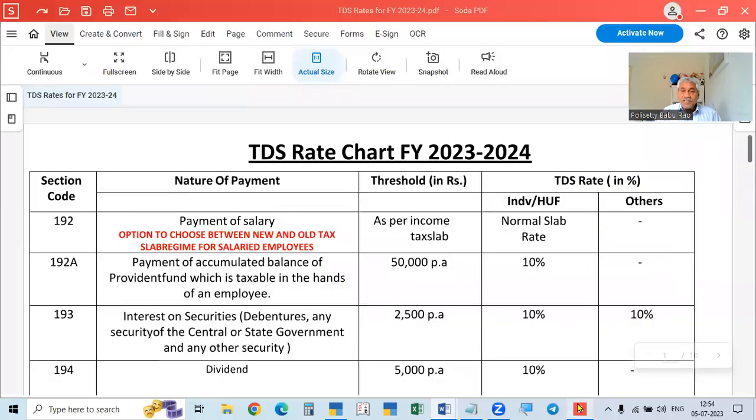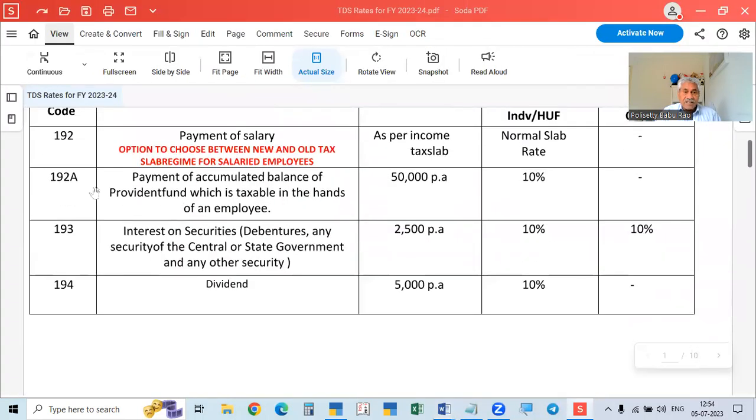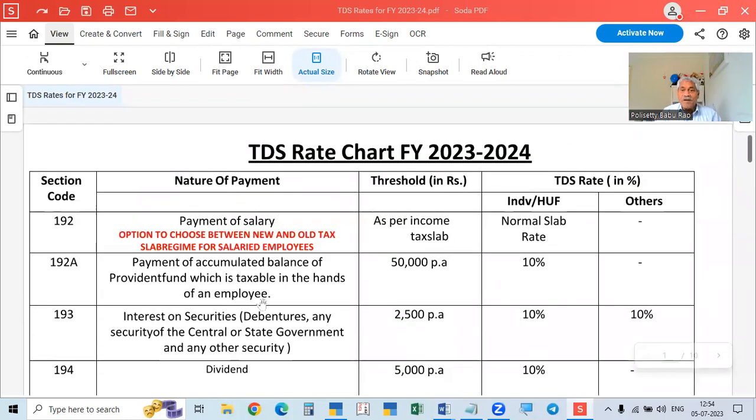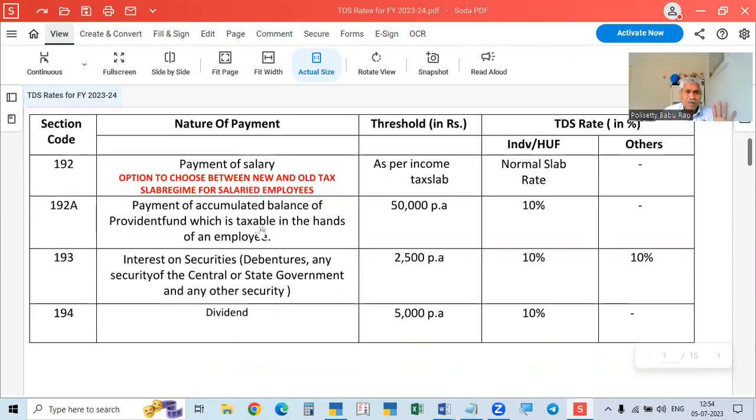See here, in this case, these are under different sections. There are different natures of payments and different rates. Section 192 deals with payment of salary, that depends on the income tax slab rates for the salaries. And the most important thing I am telling you is 192 for salaries.